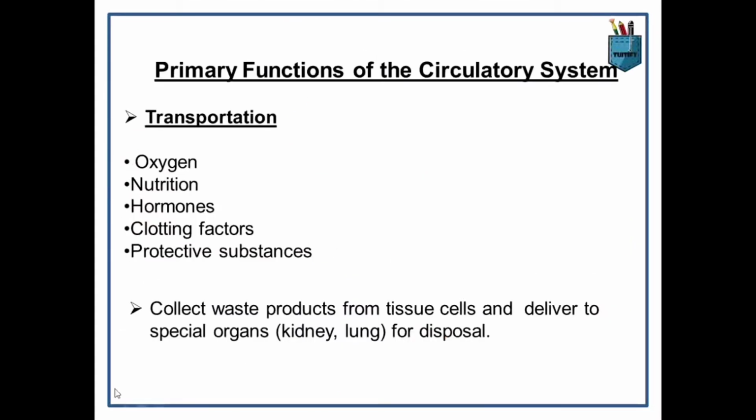Now coming to the primary function of the circulatory system. The most important and main function of the circulatory system is transportation. So what does it transport? It transports oxygen, nutrition, hormones, several clotting factors and protective substances throughout our bodies. Another main function is collection of waste products. Blood collects waste products from different tissues and cells and delivers them to special organs like kidneys and lungs for disposal.